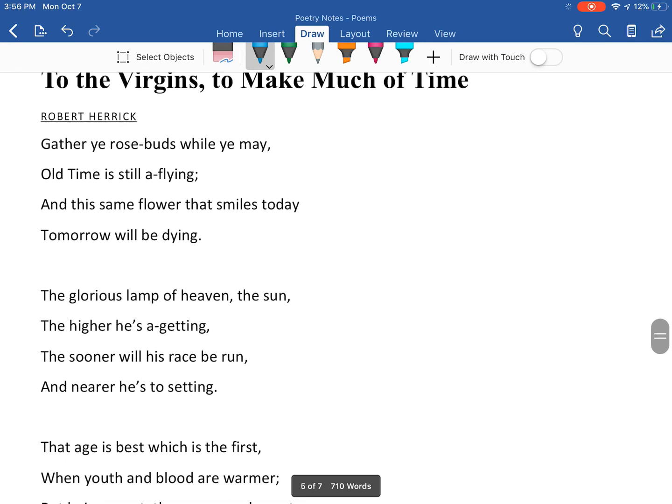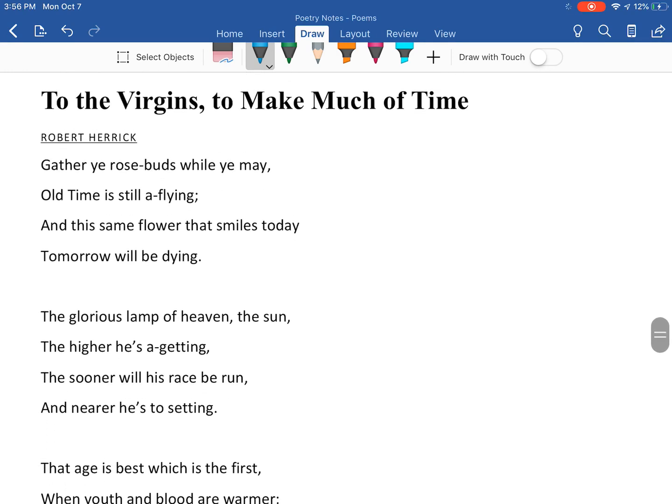And let's think about tone as we're reading through this one. Another very famous poem, this one is called "To the Virgins, to Make Much of Time" by Robert Herrick.